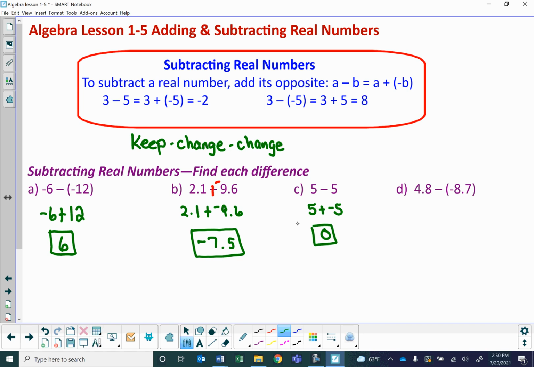And last but not least, letter D here, 4.8 minus negative 8.7. So we're going to change it to an addition problem. So keep the 4.8. Change the subtraction sign to an addition sign, change the negative 8.7 to a positive 8.7. So keep, change, change. So we end up with 4.8 plus 8.7, and we add those together. 8 and 7 is 15. 8 and 4, 12 plus 1 is 13, so this would be 13.5.